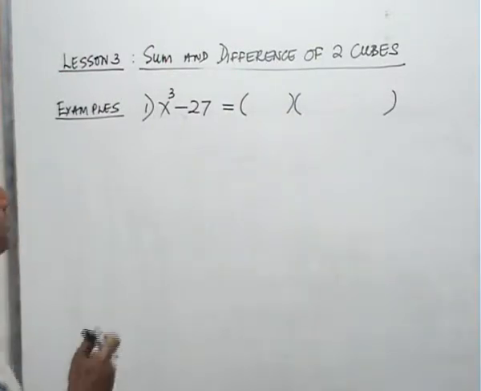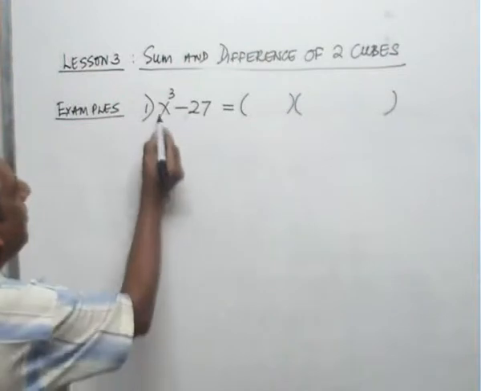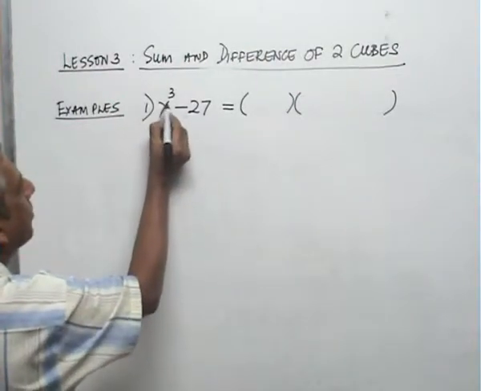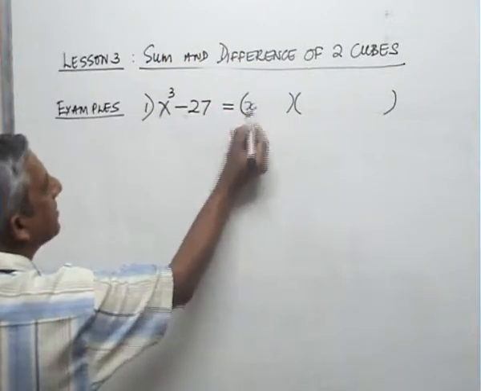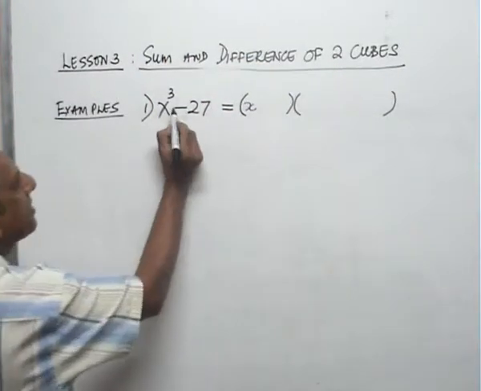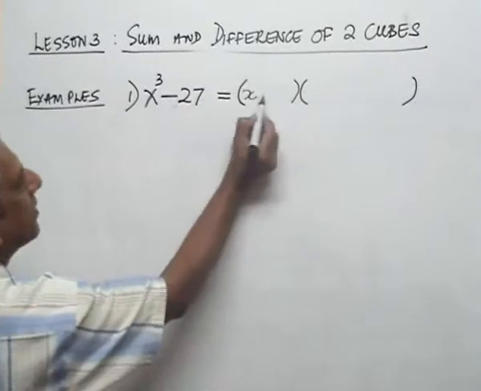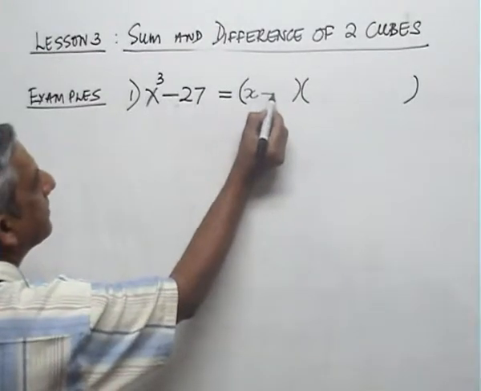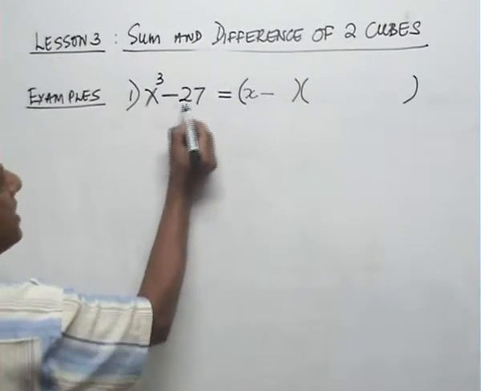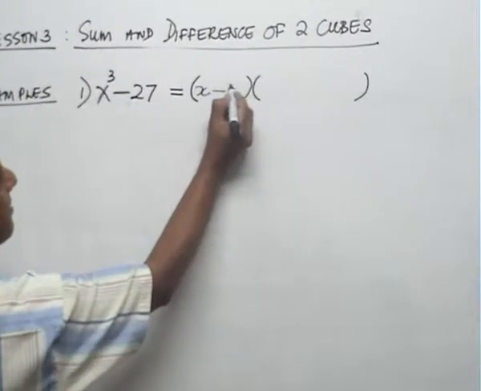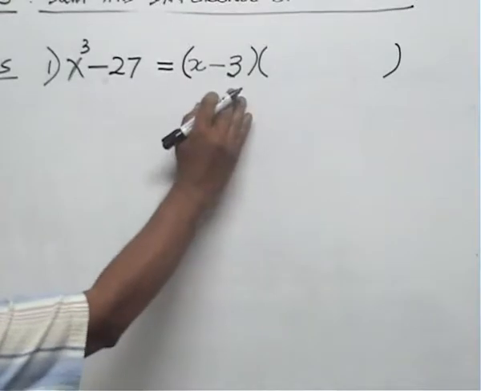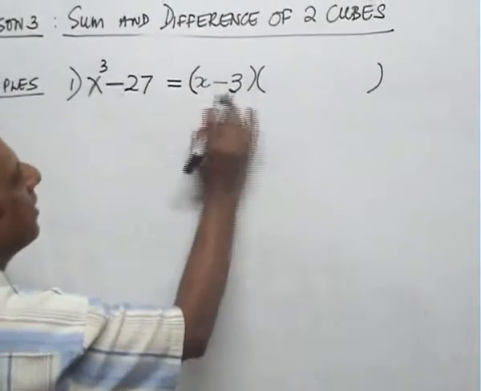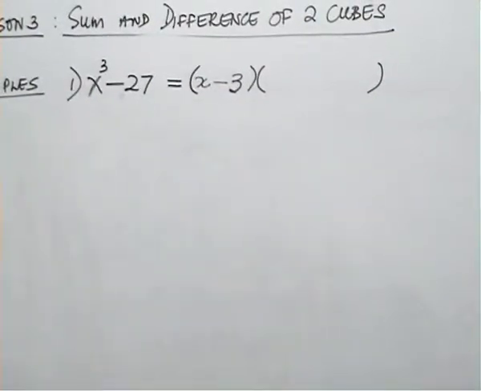Step 1. Find the cube root of x cubed. Cube root of x cubed is x. This is minus, so that will be minus. Find the cube root of 27. Cube root of 27 is 3. Once you got this bracket, this will help you to get the next bracket now.